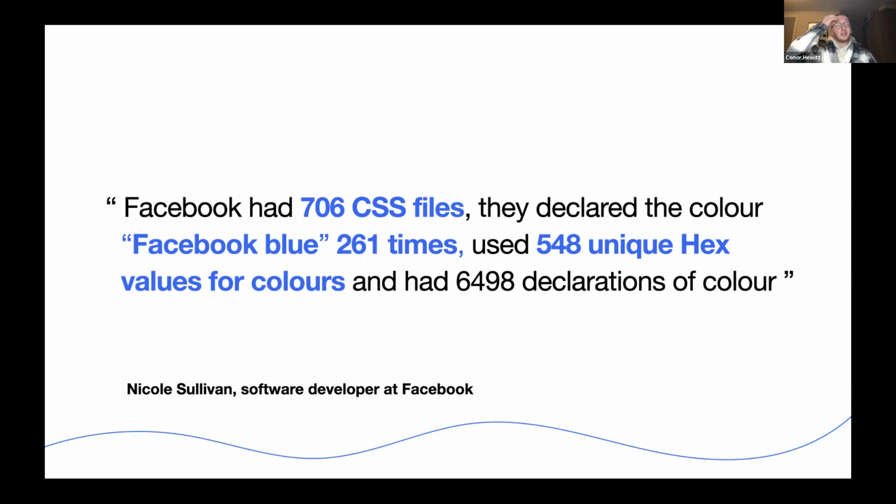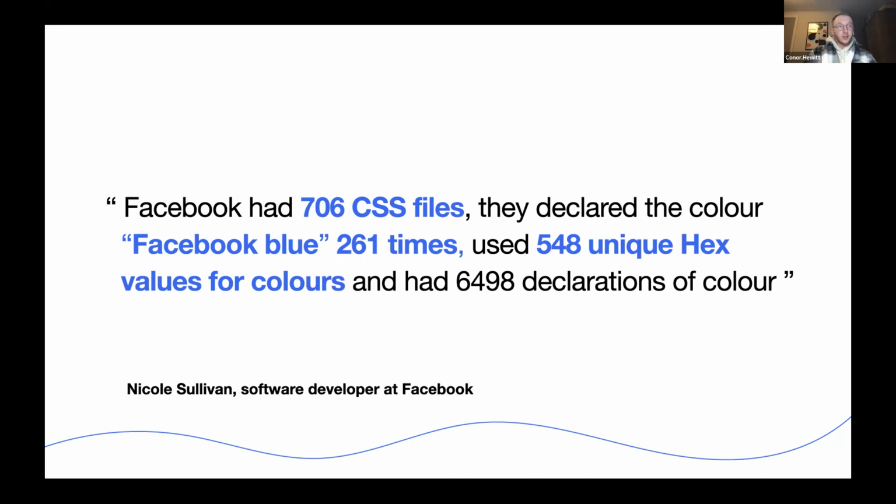Obviously, just for context, this is from a little while ago. I would like to think Facebook aren't as bad now, but Facebook had 706 CSS files. They declared the color Facebook blue 261 times. They used 548 unique hex values for colors and had 6,498 declarations of color.